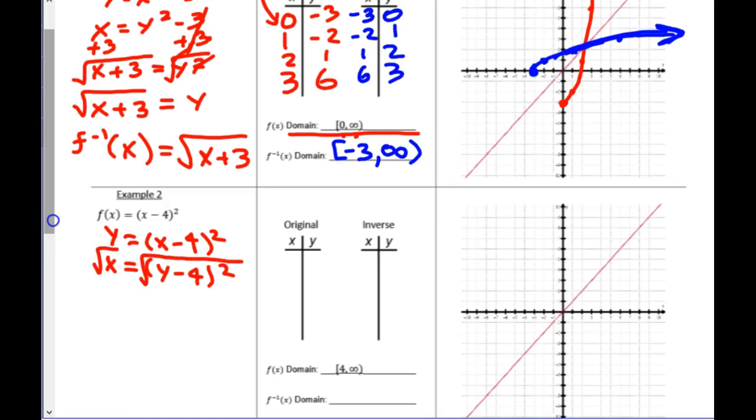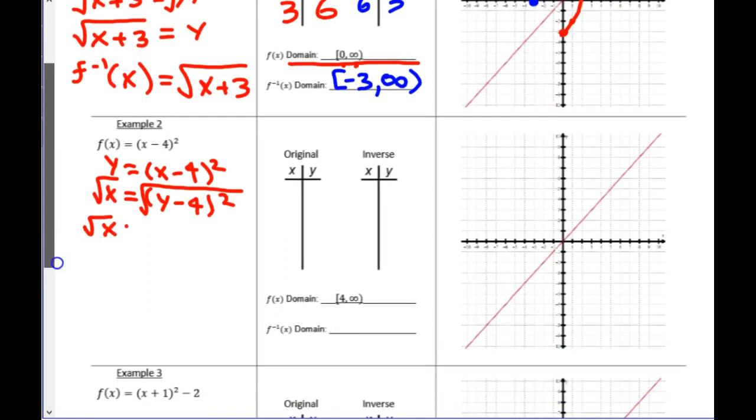Because there's parentheses and the squared outside those parentheses. Right? Now, on the left side, it's going to stay square root of x equals, the square and the square root cancel each other out. So we're left with y minus 4. That's it. Okay? Now, how do I get rid of this minus 4? What's the opposite of minus 4? Plus 4.